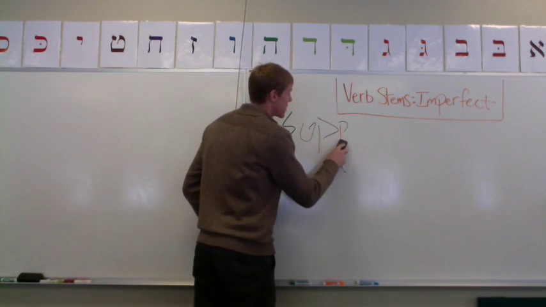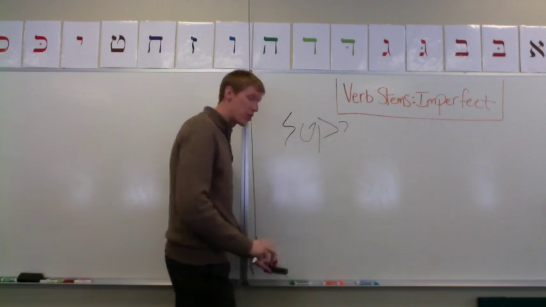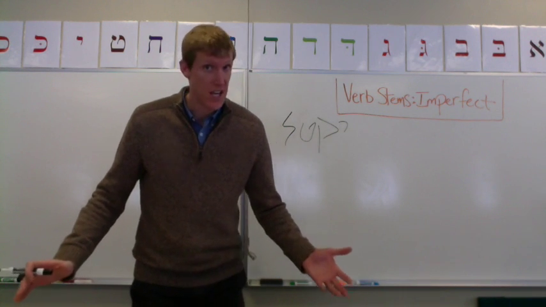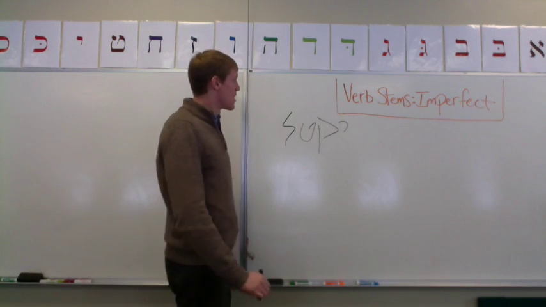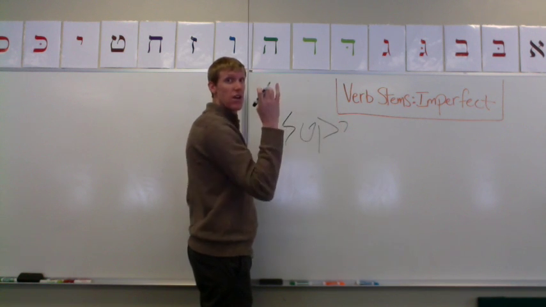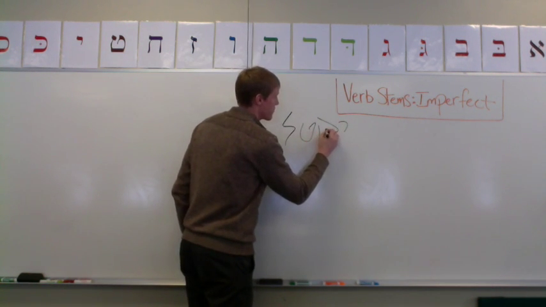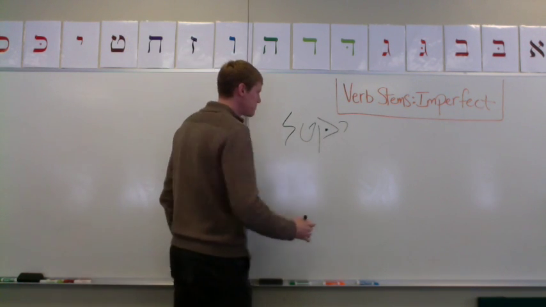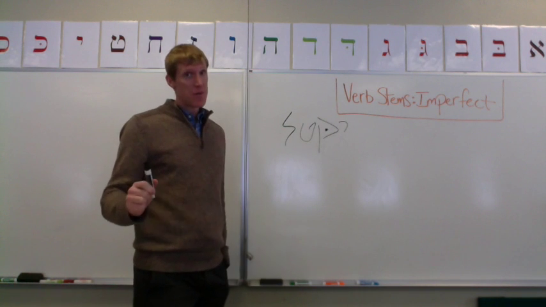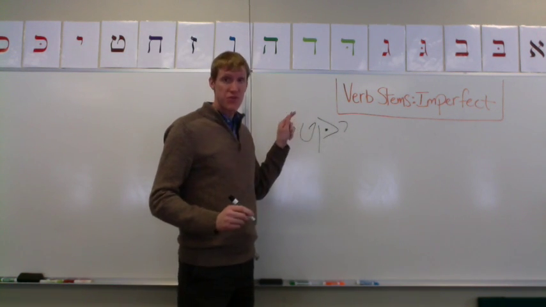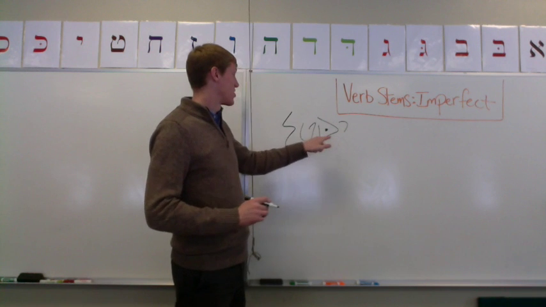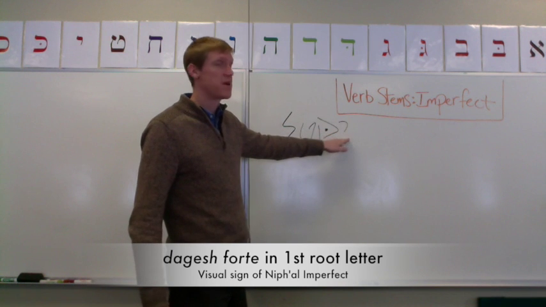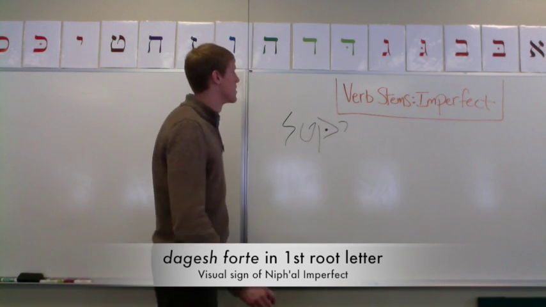Okay, so think of the nun curling up into a little ball, a ball that you might, I don't know, perhaps call a dagesh forte, if you were so inclined. The nun curls up into a little ball and gets eaten by the kof, by the first root letter. It becomes a dagesh forte. So, one dominant sign of the Niph'al prefix or imperfect is that you'll have a dagesh in the first root letter. The root letter immediately following the prefix, okay?